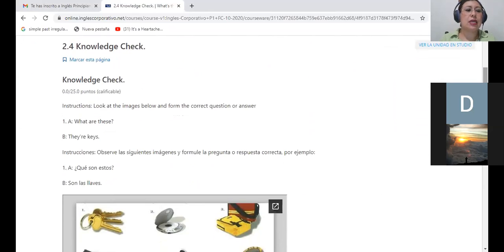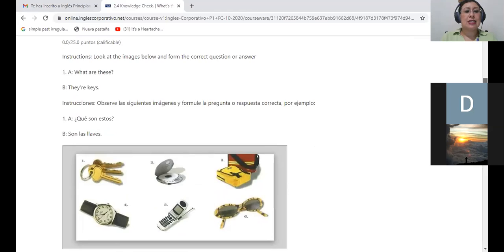This is about what are these, and for example, we are talking about singular, plural close objects and singular close objects. Recuerden que en la plataforma solo íbamos a estudiar lo que era this, la I corta, ¿verdad? This y these, ¿verdad? Objetos cercanos de manera singular o objetos cercanos de manera plural. So here you have the instructions that says, observe las siguientes imágenes y formule la pregunta o respuesta correcta, ¿verdad?